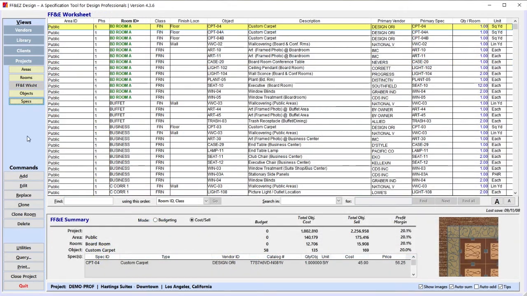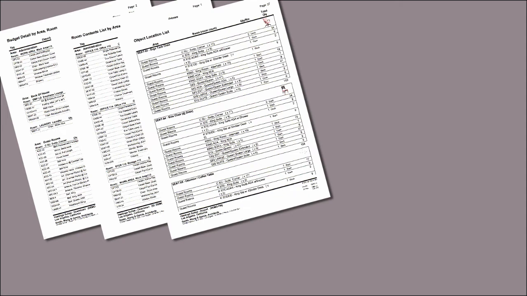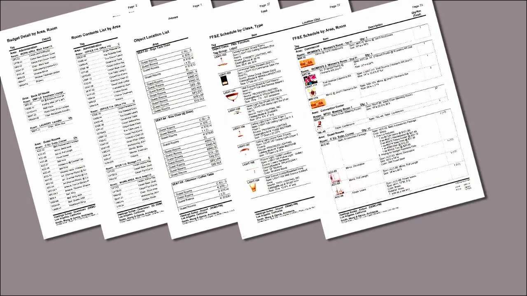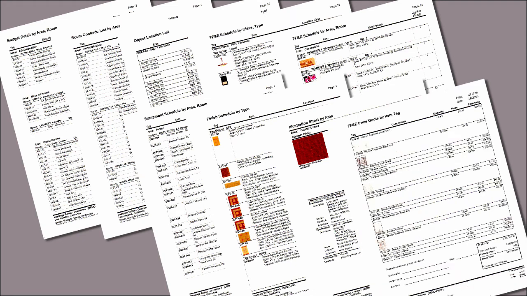Each major screen includes a set of reports for that type of data. However, most presentation reports will come from the FF&E worksheet, since that screen only includes those objects that have been placed in the project rooms. The available reports include budget reports, room contents reports, object location reports, FF&E and equipment schedules, along with finish schedules, and full-page project illustration sheets for project books. Finally, you have a number of different quote formats, either with or without terms and conditions, that can be used to do a final pricing presentation.